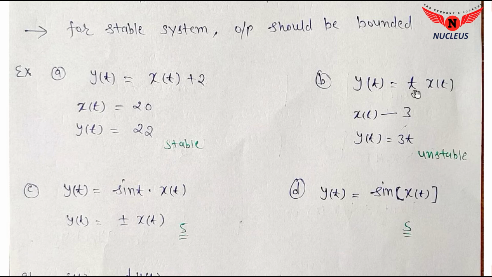For this system, y(t) = t multiplied with x(t). Let's take x(t) equal to 3. y(t) we will get 3t. So when t goes to infinity, y(t) also goes to infinity. So the system is unstable. Next example is sin(t) times x(t). The maximum and minimum value of sin(t) is plus and minus 1. So this system is an example of a stable system because the maximum and minimum value will be plus minus 1.